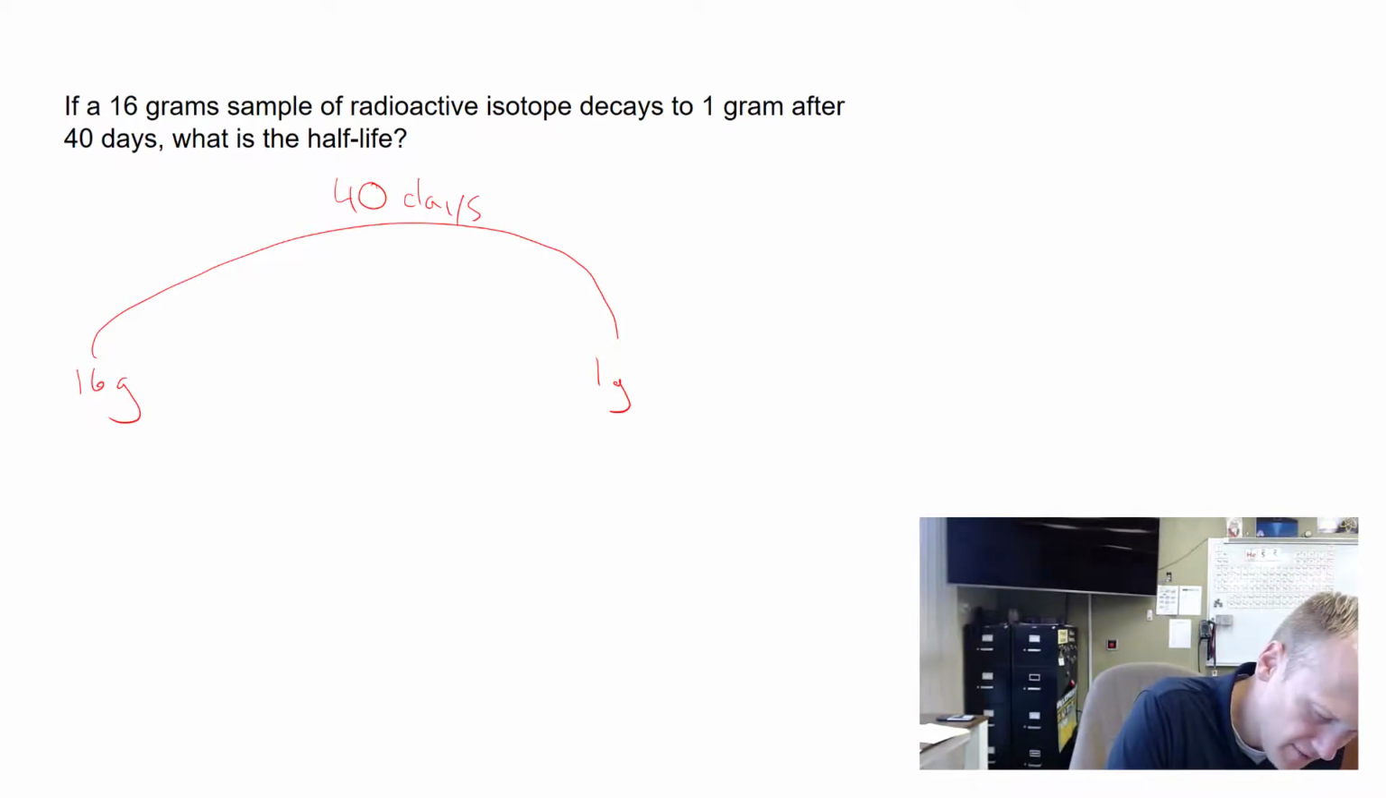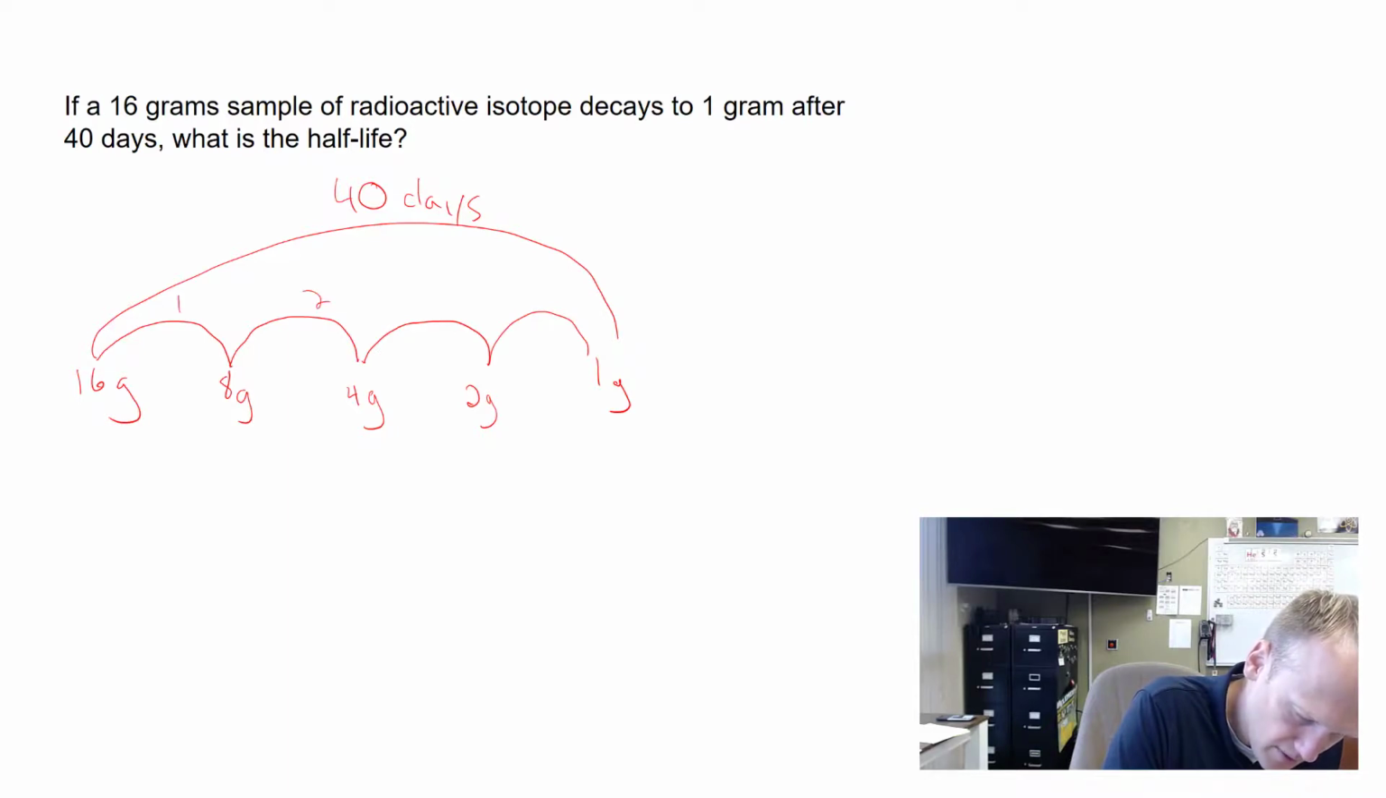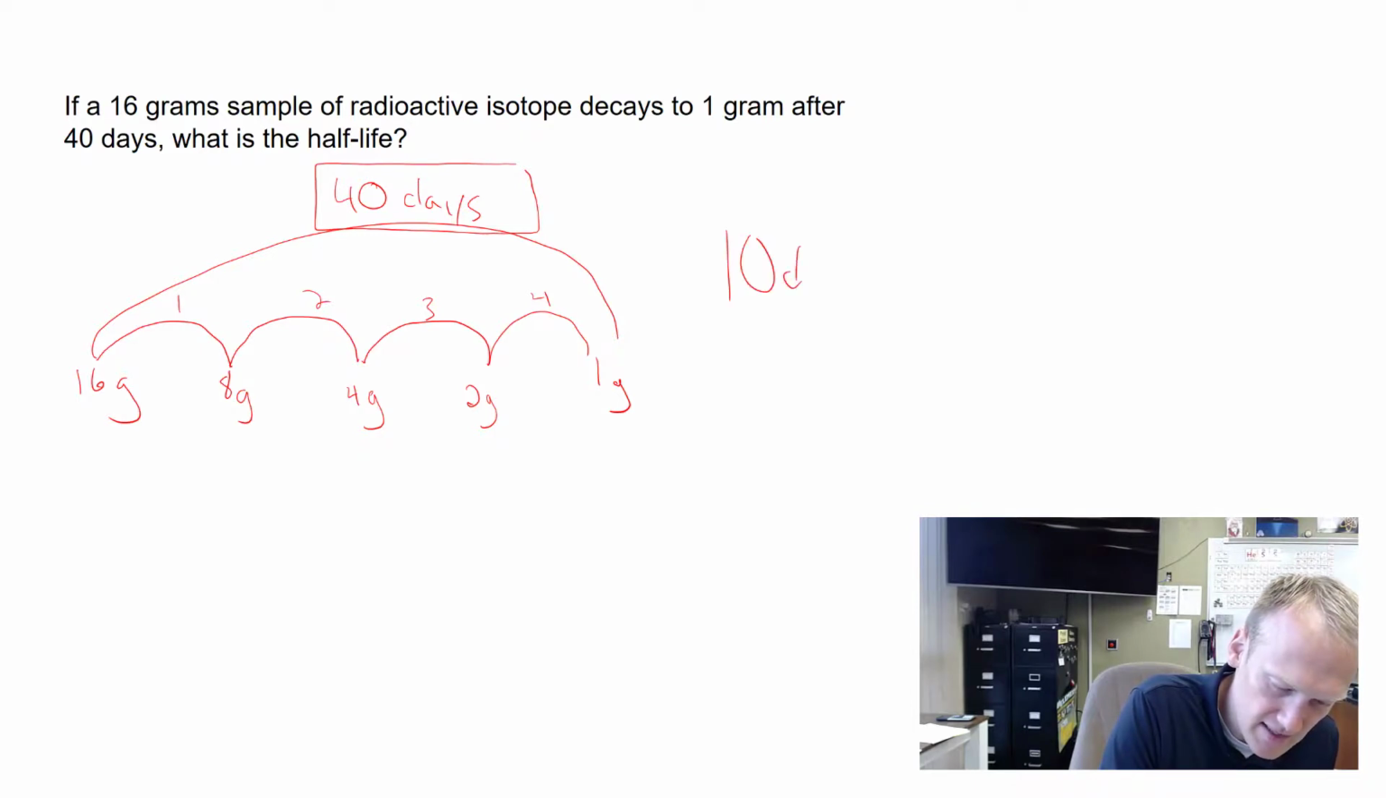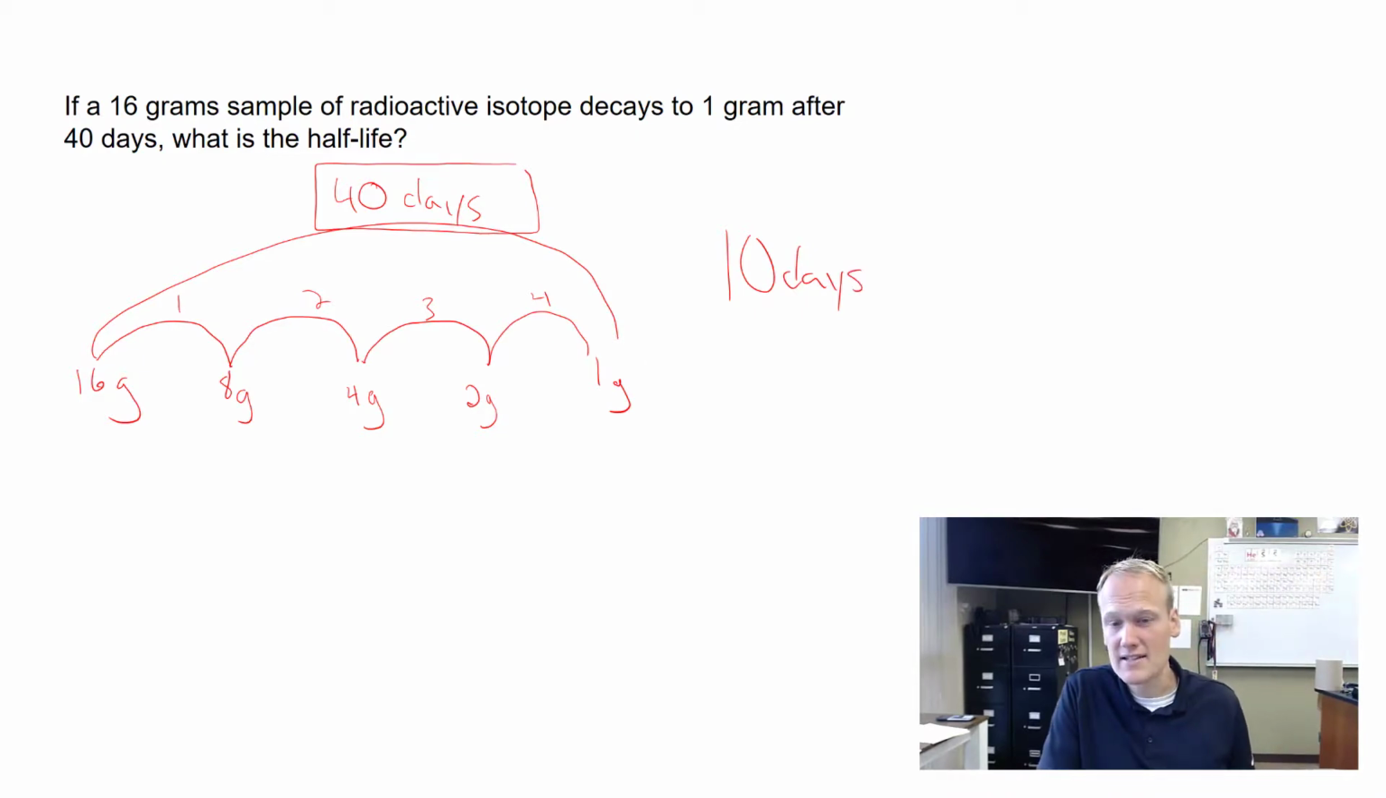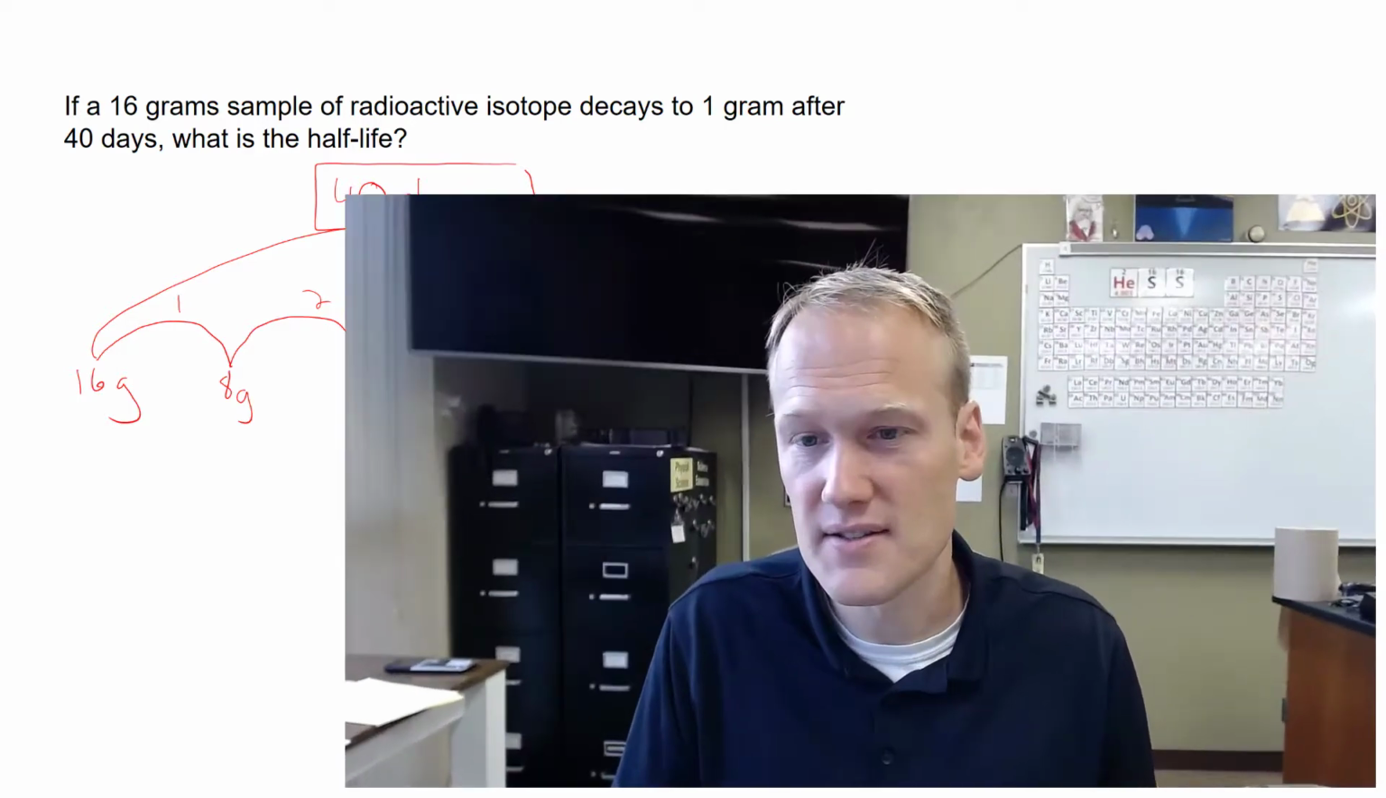Well, after the first half-life, how much would we have left? 8 grams. After the next half-life, how much do we have left? 4 grams. After the next one, 2 grams. And then after this one, 1 gram. So if you look, we have 1, 2, 3, 4 half-lives. Well, if my total time is 40 days, I know that my half-life, if there are 4 of them, has to be 10 days, which means that every 10 days, the amount gets cut in half, or half of my radioactive isotope decays. In the activity, there's lots of examples of this.